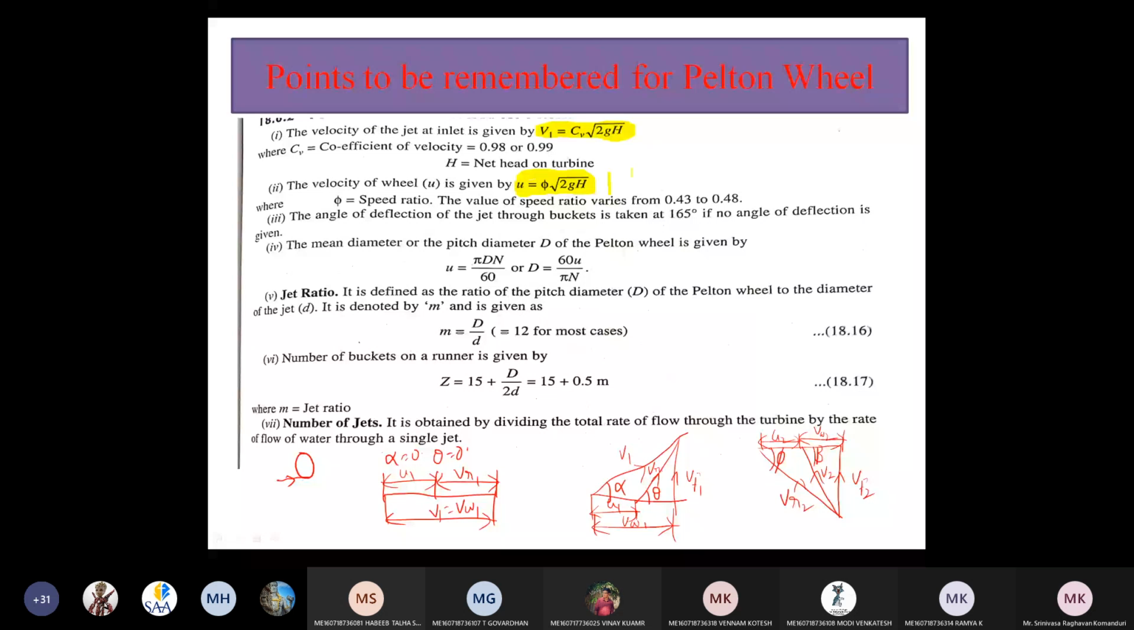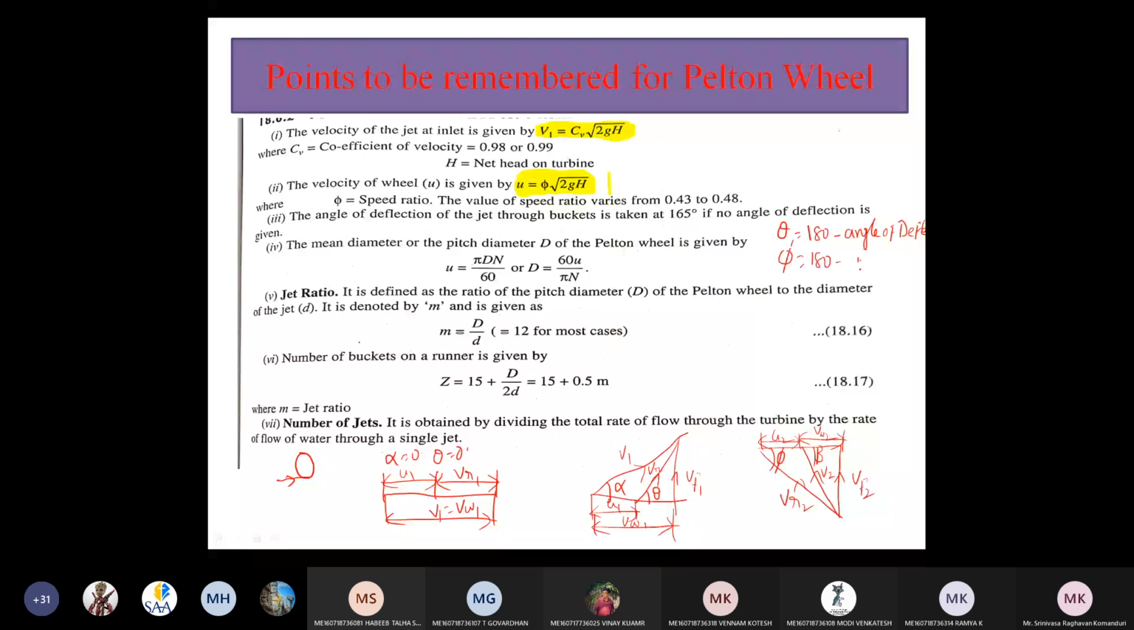The angle of deflection of the jet through buckets is taken as 165 degrees if no angle of deflection is given. Generally they will give the angle of deflection value. If you want to find out theta or phi, theta is 180 minus angle of deflection. Similarly, phi is also 180 minus angle of deflection.